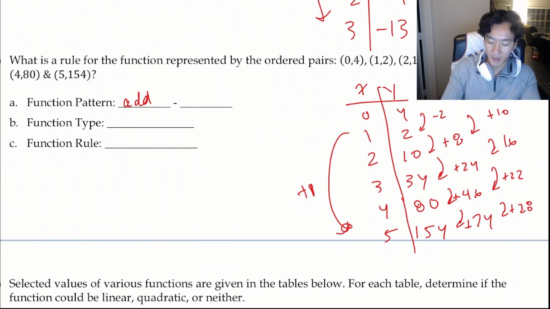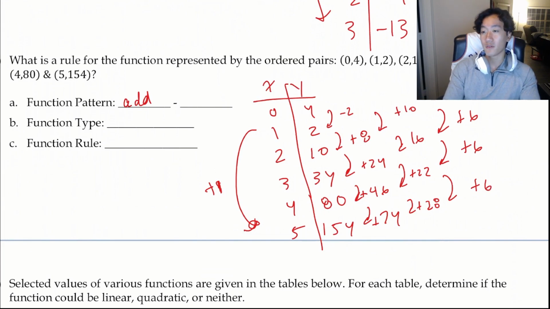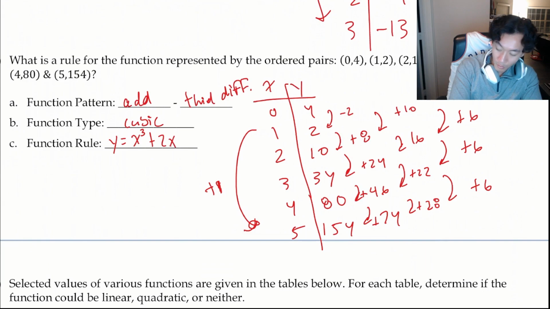I'm running out of space though, and I haven't found my pattern yet. I'm sorry if it's not neat, but hopefully you can read it. Now I'm going to calculate the third difference. So it's plus 6, plus 6, and then plus 6. So we did find a pattern, nice, on the third difference. And then the function type here would have to be cubic. The function rule, the equation that represents this table, is y equals x cubed plus 2x squared minus 5x plus 4.